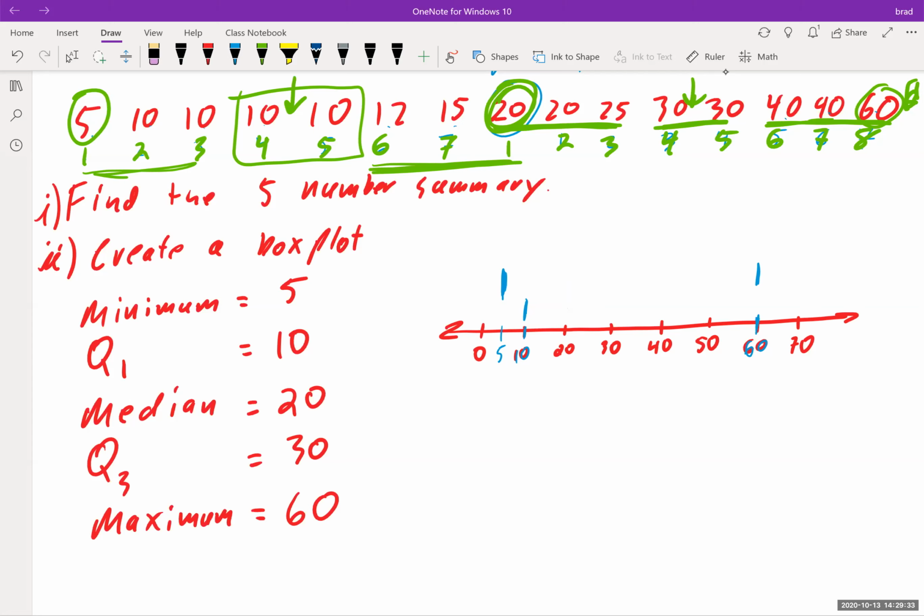I don't like the way that's turning out. Let's just do this. Let me just draw it nice like that. And then here's one at 20. And then now we do quartile 3 at 30.